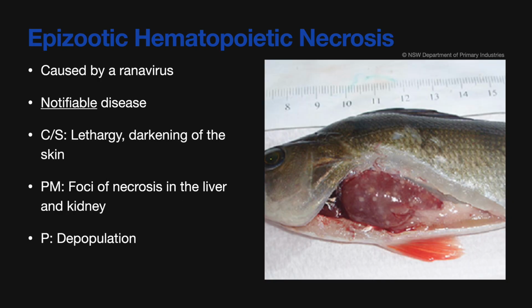Epizootic hematopoietic necrosis is caused by a ranavirus and is also notifiable. Clinical signs include lethargy and darkening of the skin, and you can see foci of necrosis in the liver and kidney on postmortem.